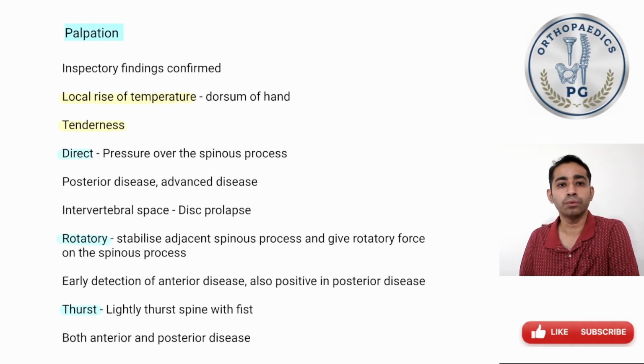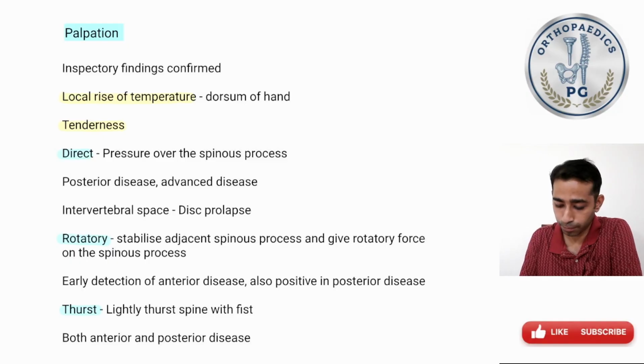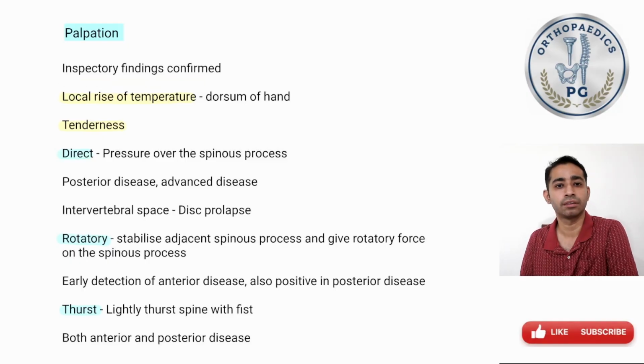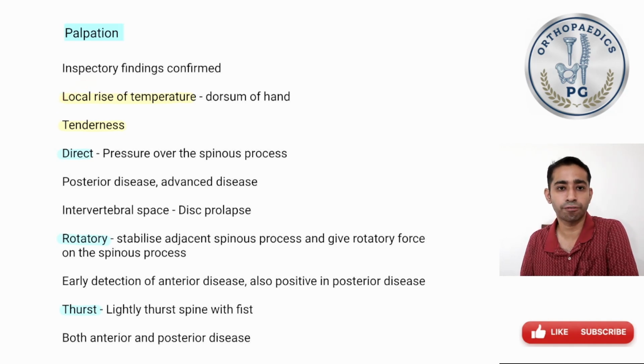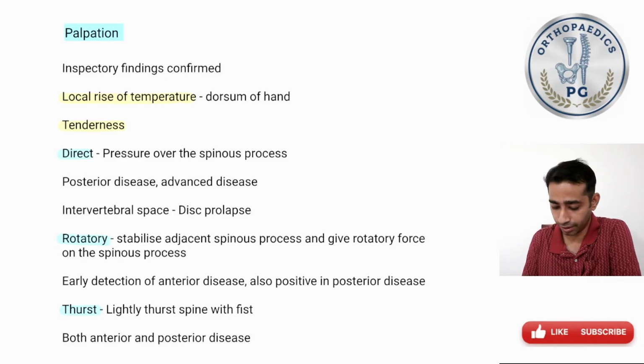Following this, we come to palpation. In palpation, we always start with confirmation of inspectory findings, and we have to check local rise of temperature with the dorsum of hand and any localized tenderness. Different types of tenderness are there in the spine. The first is direct tenderness.